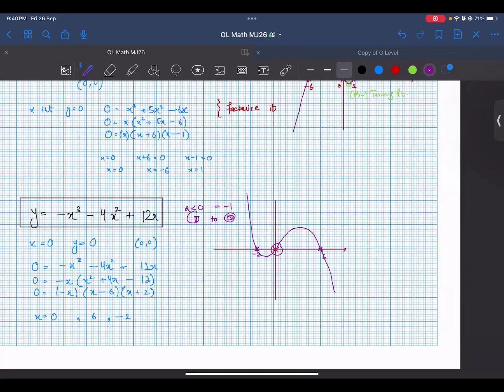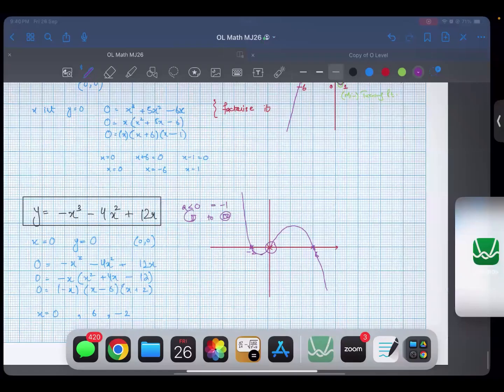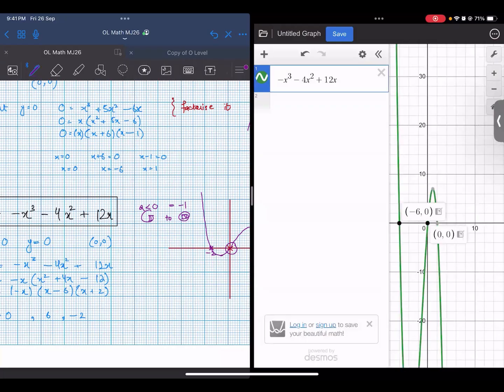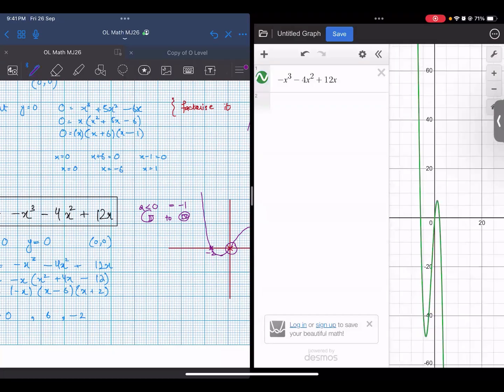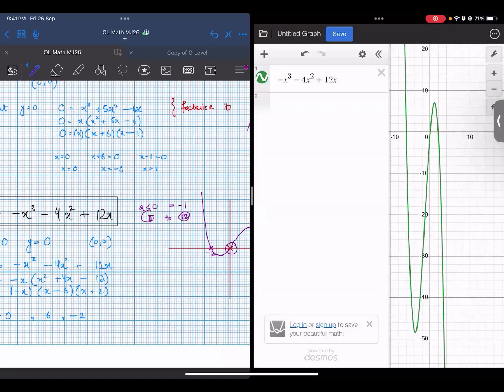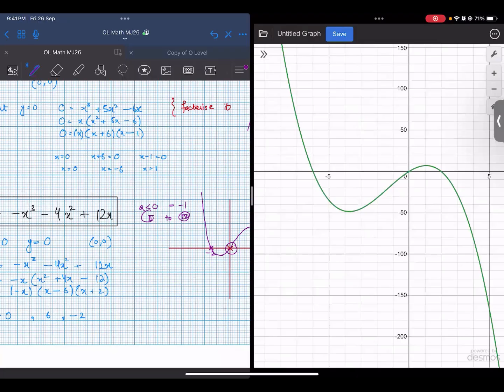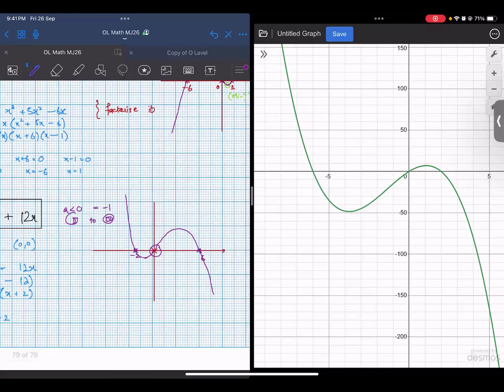I'll show it to you over here as well. This is minus x cube and then minus 4x square plus 12x. So you look at minus 6, 0, and 2, and the shape will look similar. Look, my regions are opposite. My left part is smaller than the right part. Wait a minute. The equation.